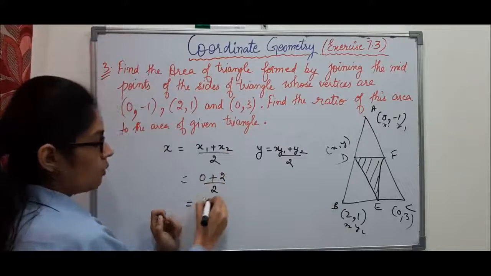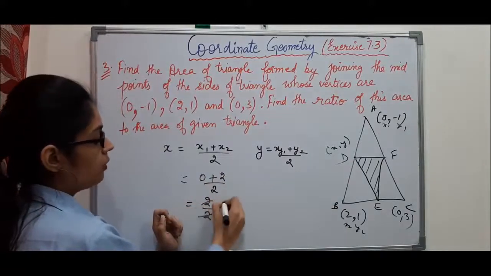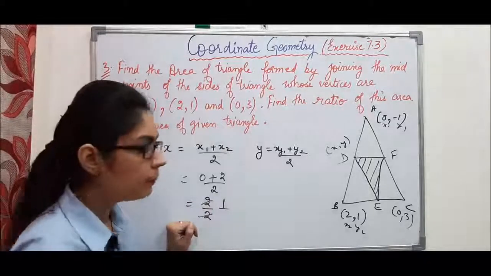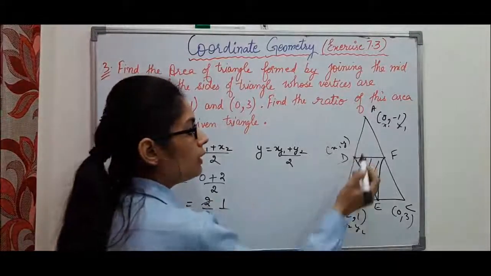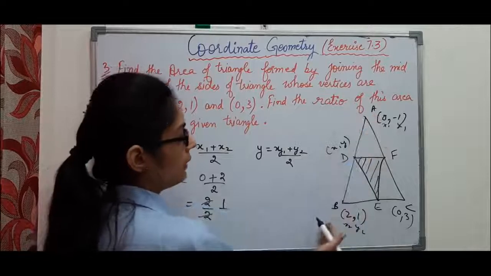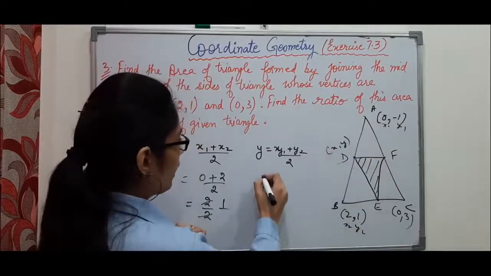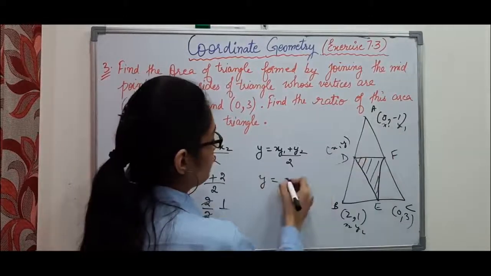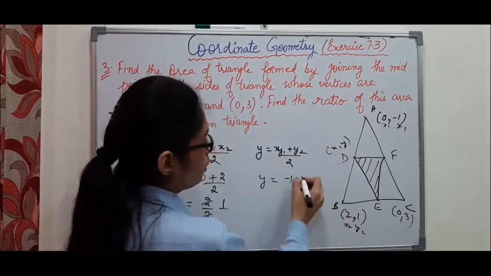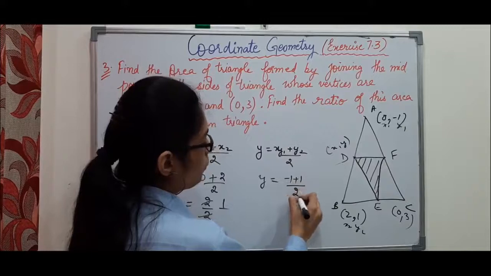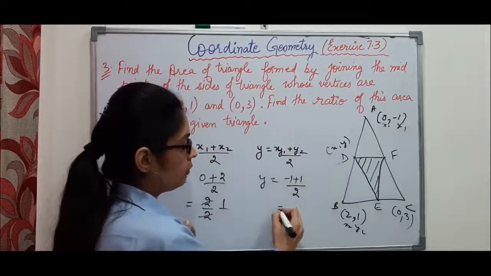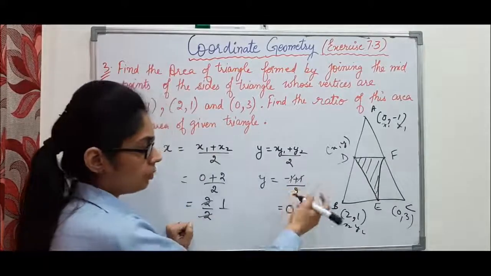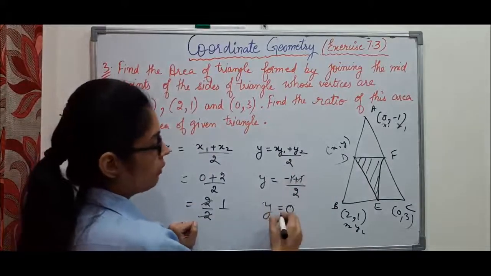So 0 plus 2 it is 2, 2 upon 2 it will be 1. So just section formula we have applied when this point is the midpoint of this line. Now let's find the value of y. So y1 plus y2, y1 is minus 1 plus y2 which is 1 upon 2. So plus 1 minus 1 it will be 0. Two same numbers with opposite signs, they will get cancelled. So I got y is equals to 0.